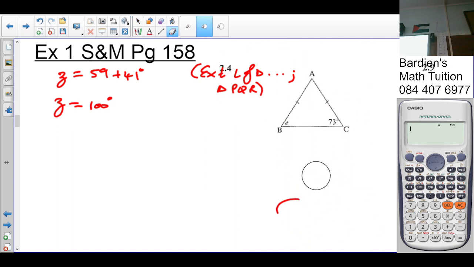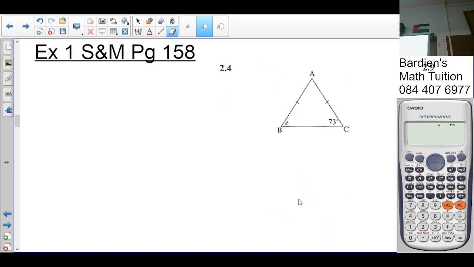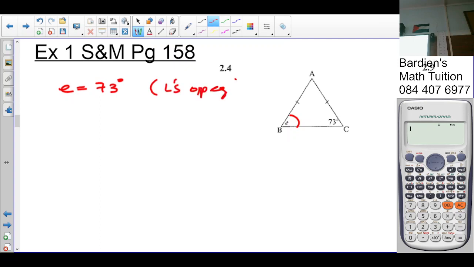2.4. Okay, in 2.4, what can we say? E, not x, E. E is equal to 73 degrees. Why? Angles opposite equal sides. Do I have to go on with some of the angles here afterwards? No, why not? There's no variable there, by angle A. Can you see that, people? So we're not going to do anything like that.